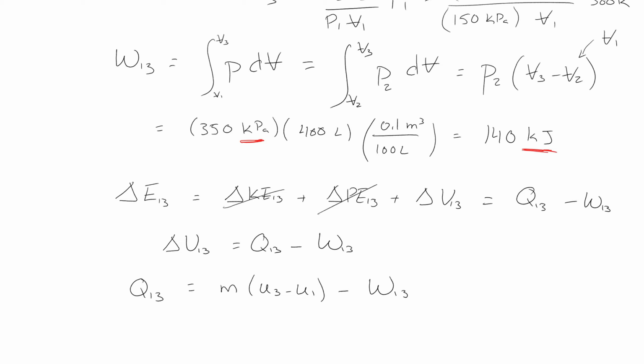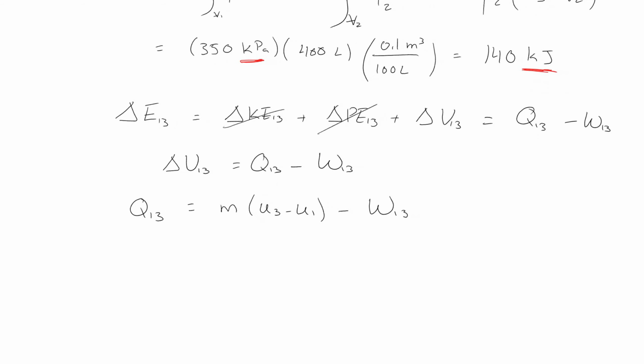Like so. Okay, so now when I break down capital delta U into m(u3 minus u1), it reveals that I've got some things that I'm going to need to find. I'm going to need to find the mass of the air, which was not given, and the specific internal energies at state 3 and state 1. Okay, so let's go about finding the mass of the gas first.